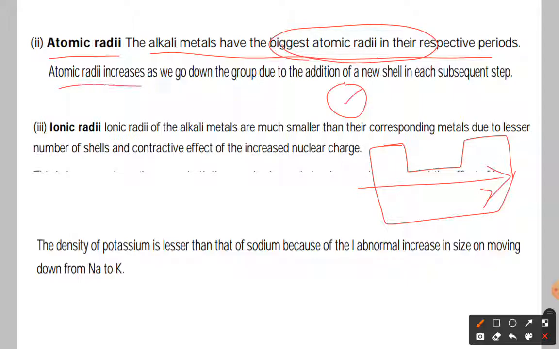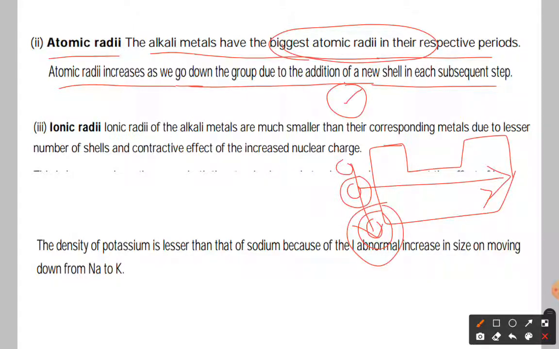Atomic radii increase as we go down the group due to the addition of a new shell in each subsequent step. As you know very well, if you come from top to bottom, there is an increase in atomic radius. Why? Because, for example, the first period has 1 shell, the second period has 2 shells, and the third period has 3 shells. So the number of shells keeps being added, and because of that, the atomic radius increases.